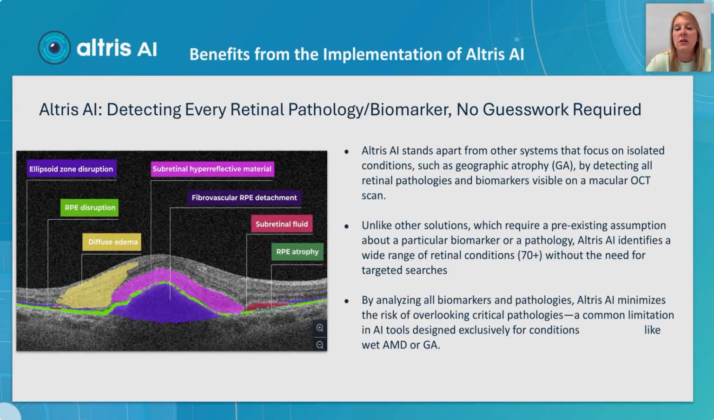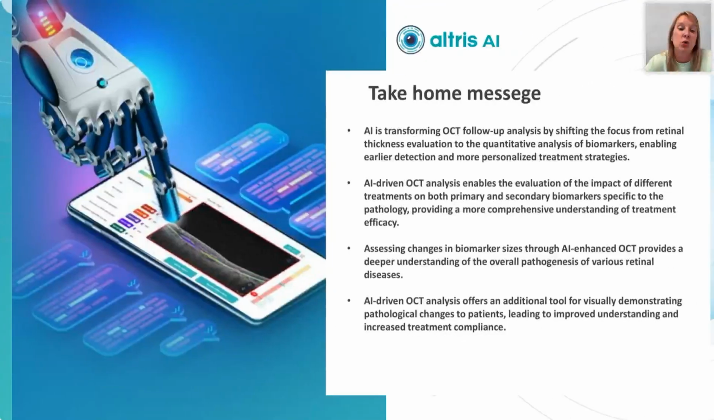Then, unlike other solutions which require pre-existing assumptions about particular biomarkers or pathology, as I have told you before, Altris detects the biggest number of biomarkers. And by analyzing all biomarkers and pathologies, Altris AI minimizes the risk of overlooking critical pathologies, which is a common limitation in AI tools designed exclusively for conditions like wet AMD or GA. So it can be widely used.